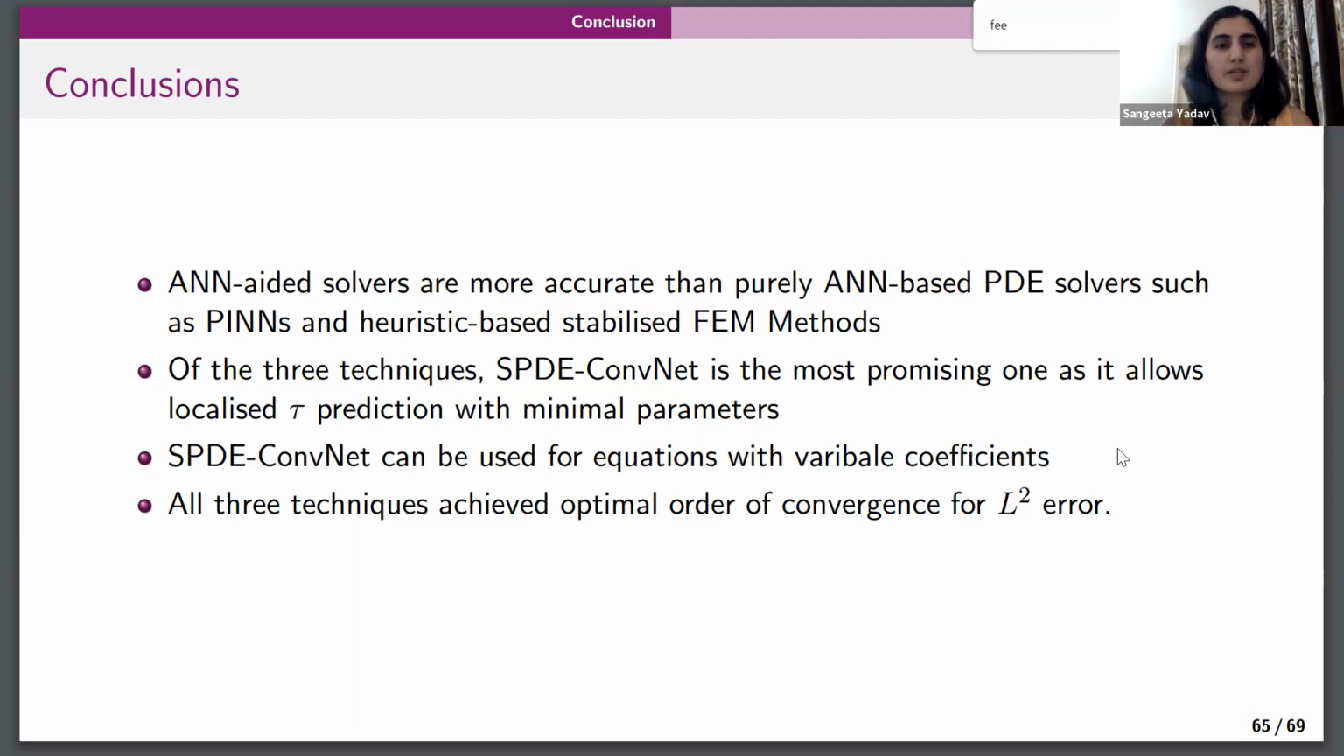So, to conclude my presentation, we have proposed ANN-aided solvers which are more accurate than both ANN-based PD solvers as well as the heuristic-based stabilized finite element scheme. And of the three techniques I showed, SPD ConNet is the most promising one, as it allows localized tau prediction with minimal parameters because we are using shared weights. Lastly, SPD ConNet can be used for equations with variable coefficients, and all three techniques achieved optimal order of convergence for L2. This is all from my side.